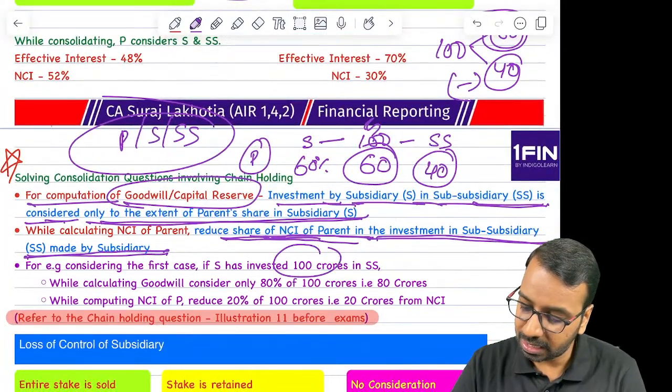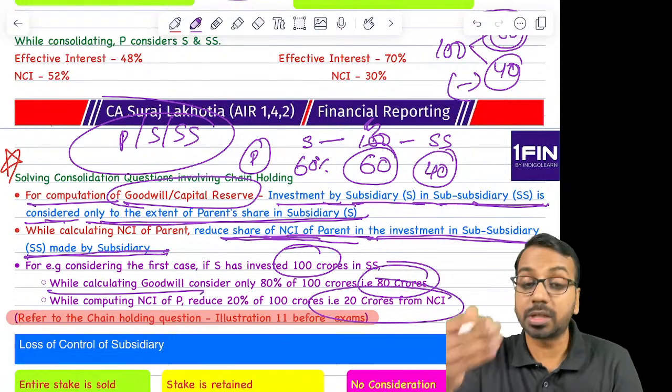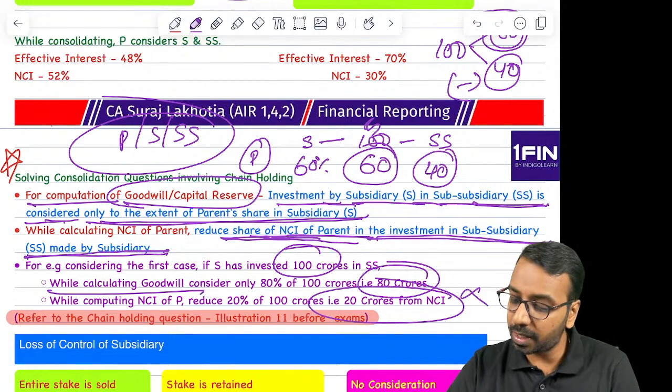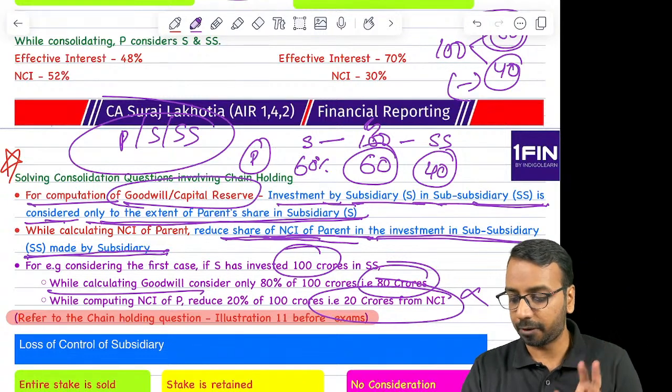So, for example, if it is 100 crores, take only 80 crores while calculating goodwill and 20 crores reduced from NCI. This adjustment, if you forget, your balance sheet will not tally. Okay, so that is one thing which is very, very important, right?